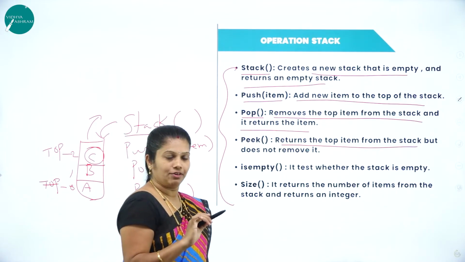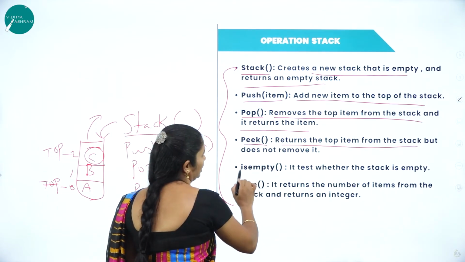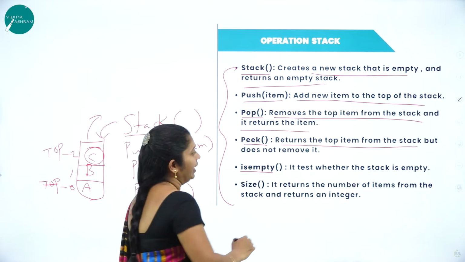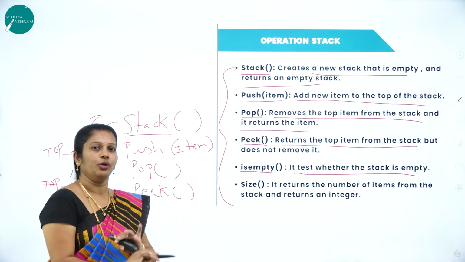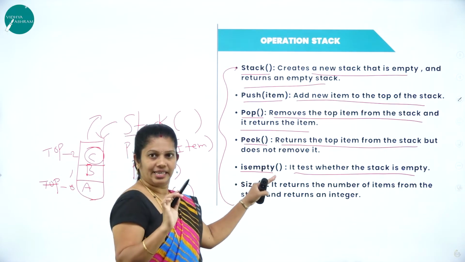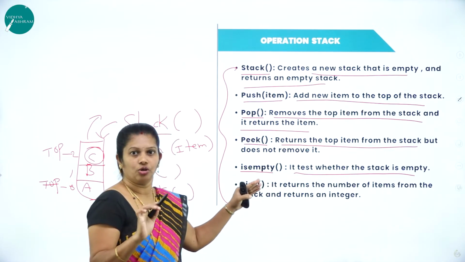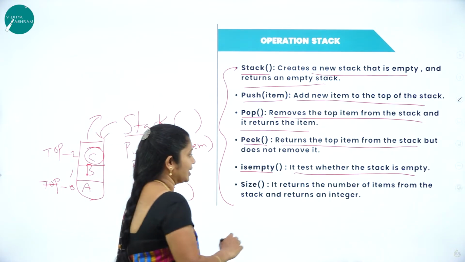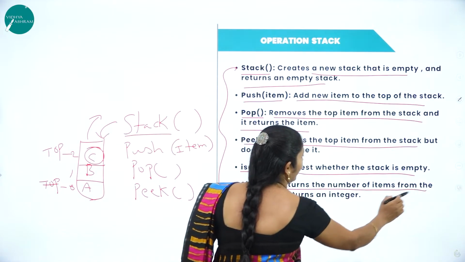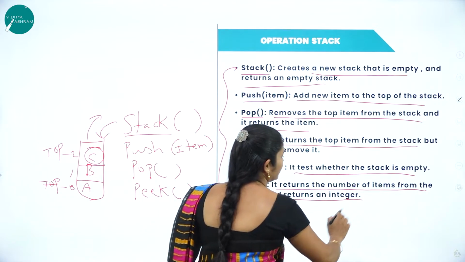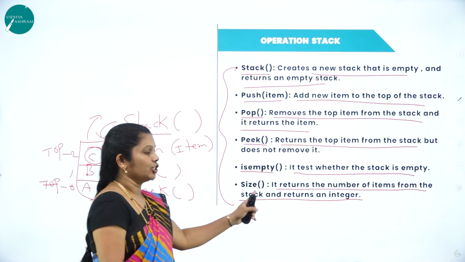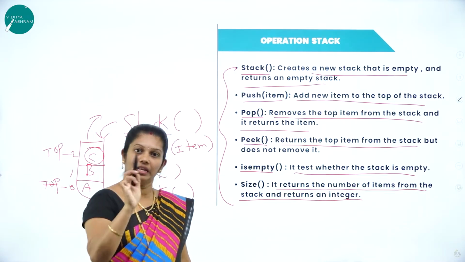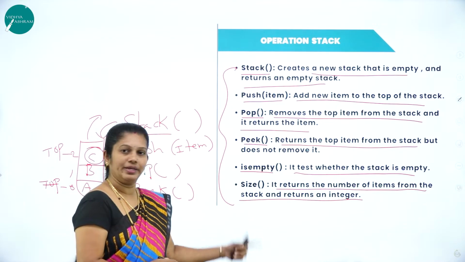Next is the isEmpty function. It tests whether the stack is empty or not. It will not do any transaction. Here it just tests whether the stack is empty or not. The next one, the size function, returns the number of items in the stack as an integer value. How many elements are there in the stack, that is what it will return.